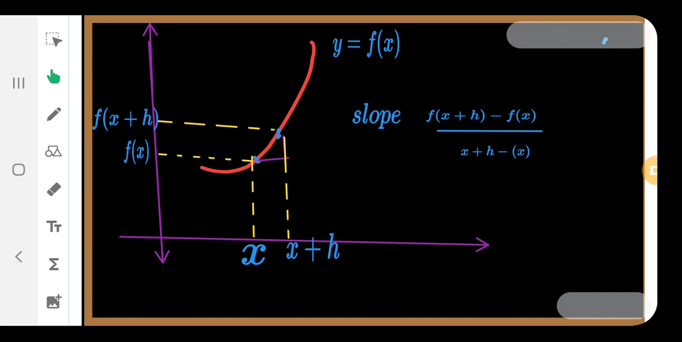Slope is f of x plus h minus f of x divided by x plus h minus x. This x is cancelled. Actually, this slope is not exactly equal to the actual slope because we made a wrong assumption. Therefore, the slope is exactly equal to f of x plus h minus f of x by h. For getting the actual slope, we take h tends to 0.